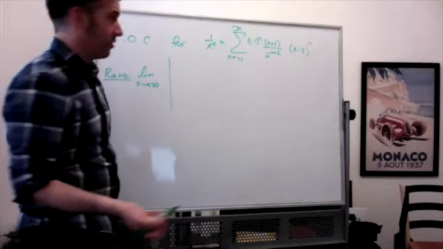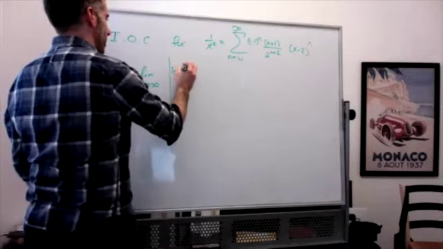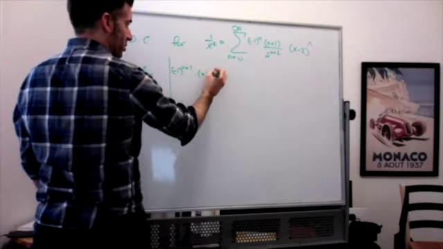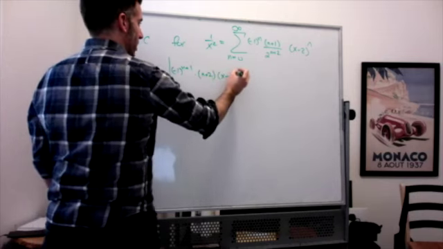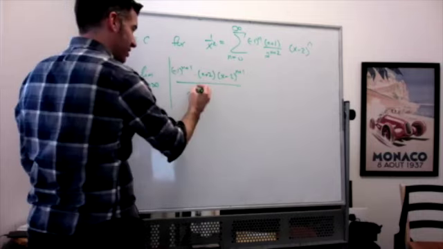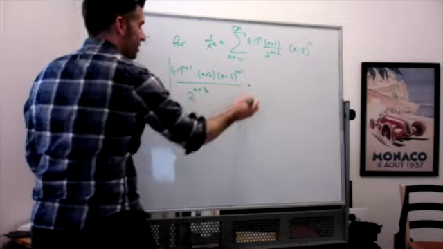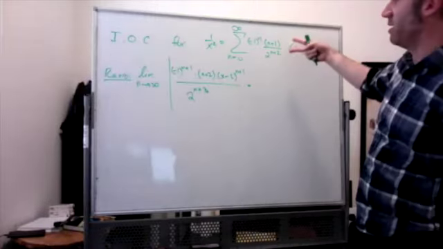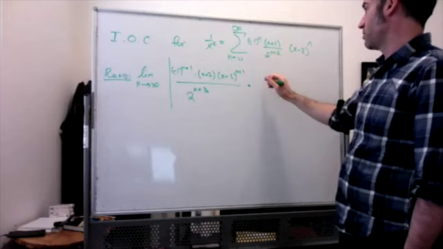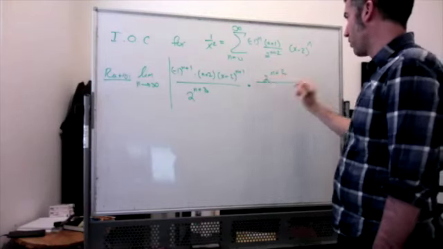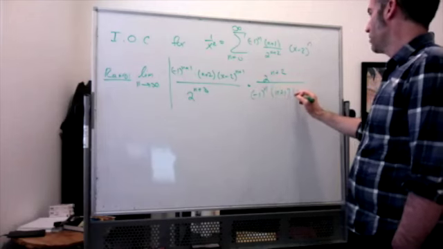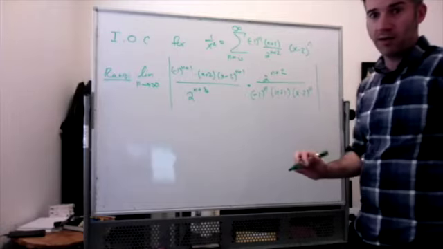The n plus 1 term, so that's going to be negative 1 to the n plus 1 times n plus 1 plus 1, so n plus 2, times x minus 2 to the n plus 1, over 2 to the n plus 1 plus 2, which is n plus 3, divided by this, which is multiplied by the reciprocal. The reciprocal is going to be 2 to the n plus 2 over negative 1 to the n plus 1, x minus 2 to the n. Okay, let's do this fast.